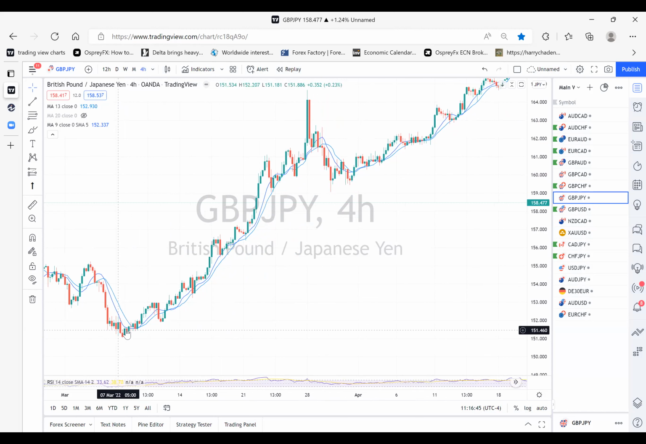So if you understand market structure, you get a break of structure, come back for the retest. The market pushes higher, right? Where it breaks this structure again, comes back for the retest. The market pushes higher, comes back for a retest.